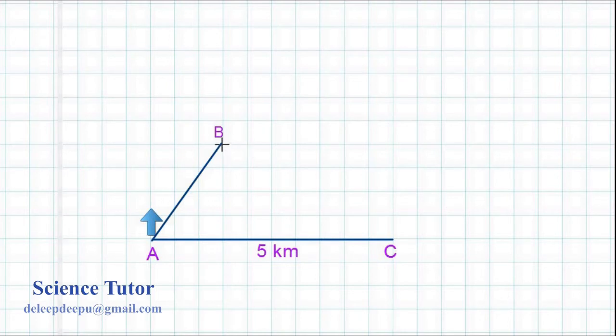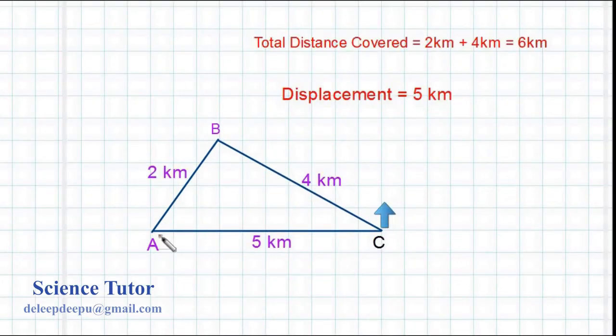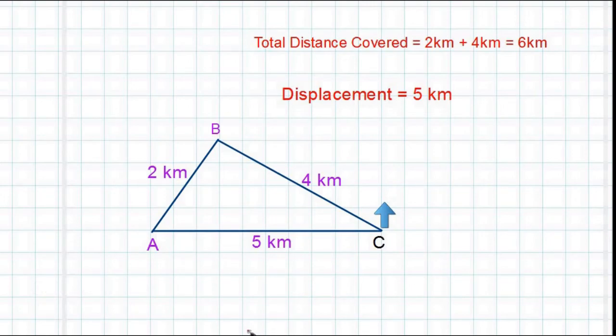So now we can see that the path is different. Let A to B be 2 kilometers and B to C be 4 kilometers. Then the total distance covered by this body is 2 kilometers plus 4 kilometers, that is 6. But the straight path is between A to C, that is 5 kilometers. So this is the concept of distance and displacement. From A to B and B to C, we call it the total distance covered. A to C is the shortest path, which is the displacement.